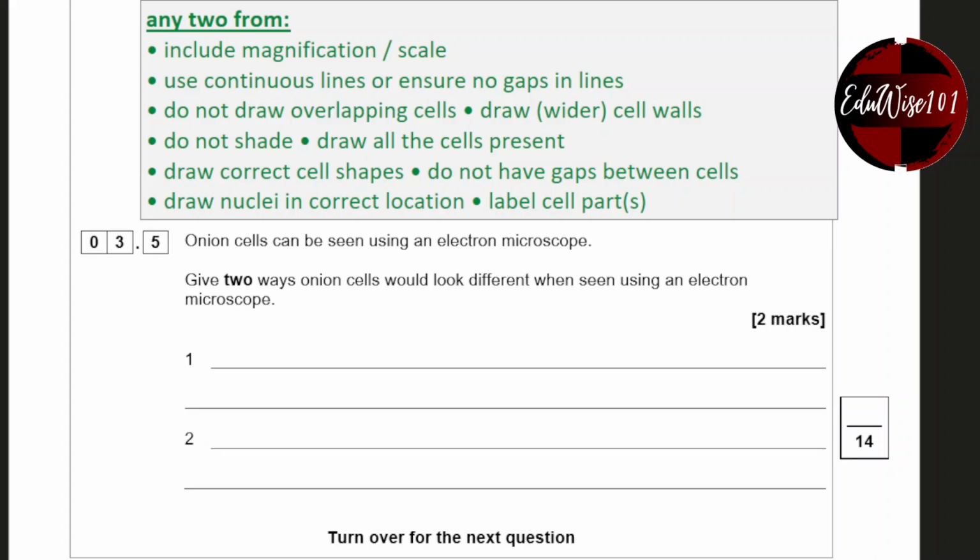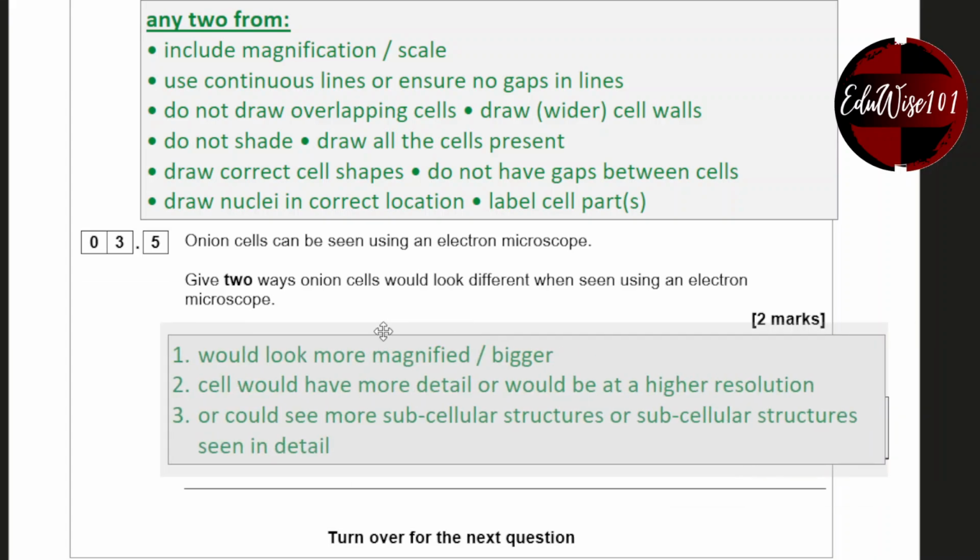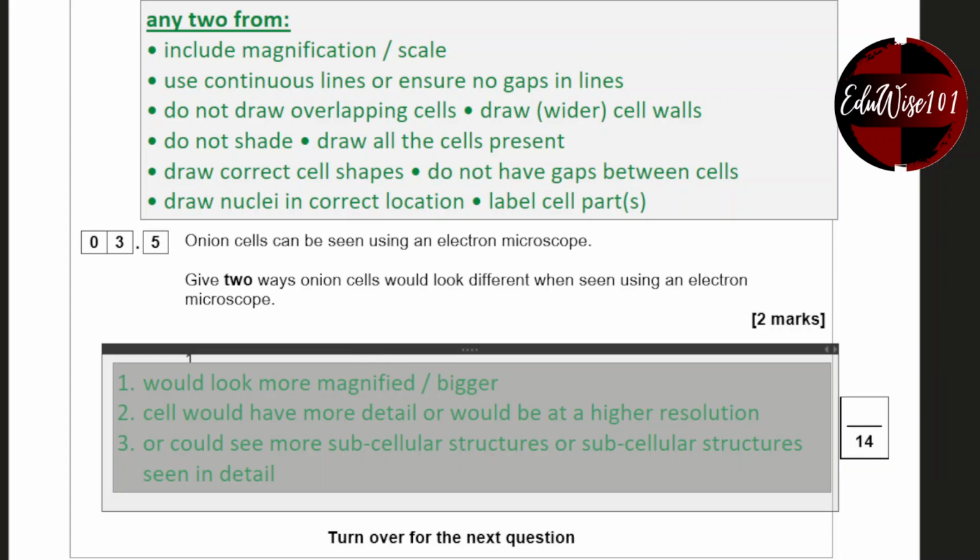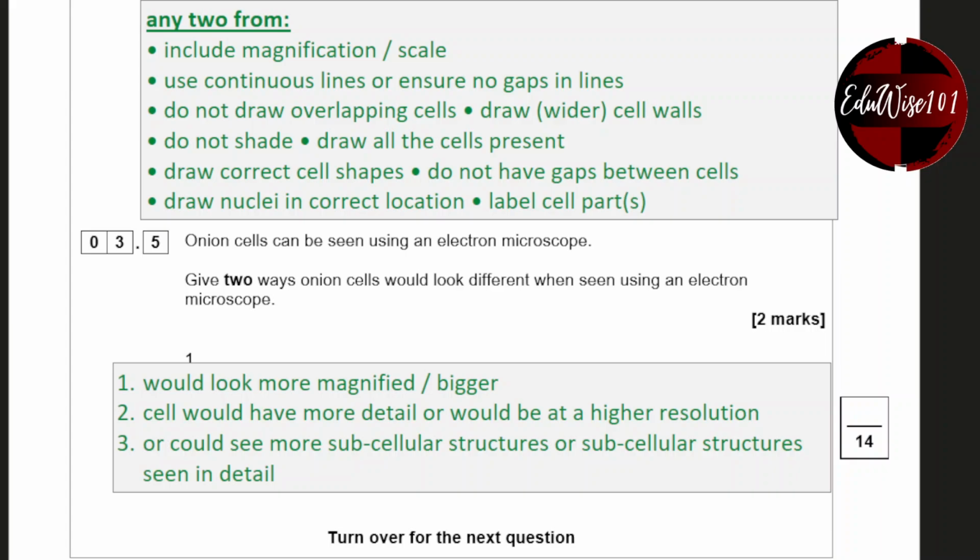So give 2 ways onion cells would look different when seen using an electron microscope. Electron microscopes, the magnification is way much higher. So would look much more magnified or bigger. The cell would have more detail or it would have a higher resolution. Or you could say that you could see more subcellular structures in more detail.